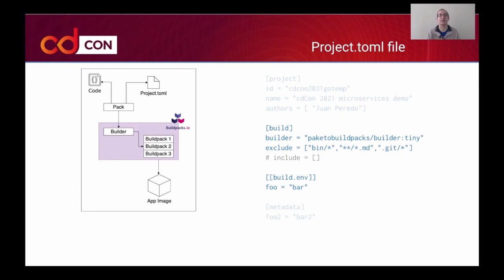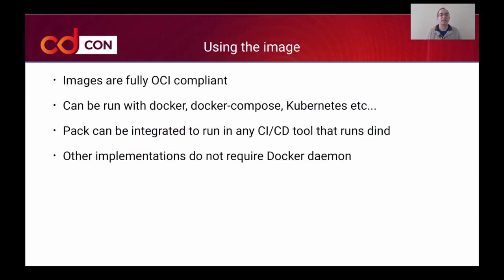We're also specifying which files we want to exclude when we're building our application. So you can think about the exclude flag here as a .gitignore. And we can also have some build environment variables if we wanted to, as well as some metadata. All right. And the images that Pack and Buildpacks in general are going to create are fully OCI compliant, meaning that you can run them with Docker, Docker Compose, in Kubernetes, anywhere you can run an image.